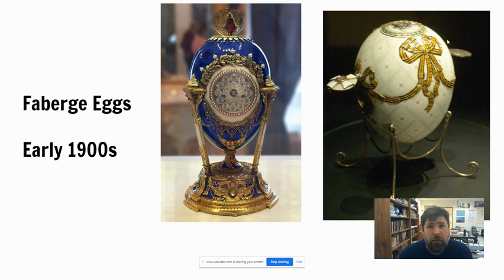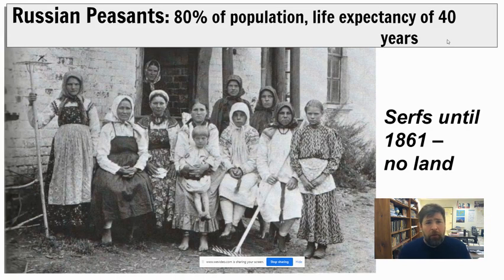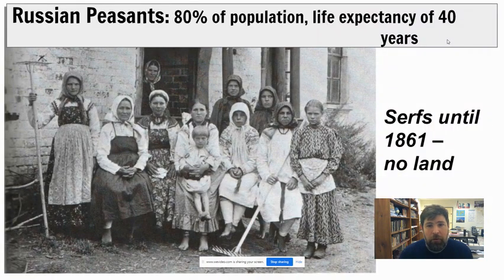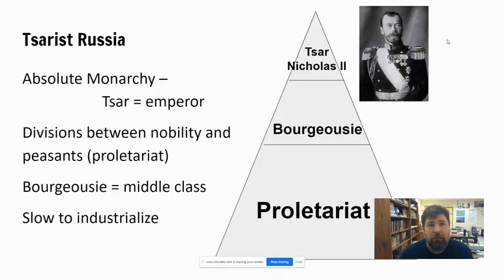So these are incredibly expensive, luxurious items. Today, I think you can see one in the Virginia Museum in Richmond. Meanwhile, the Russian peasants, who made up 80% of the population, had a life expectancy of about 40 years. Until 1861, most Russian peasants were serfs, which means that they did not own land. They came with the land and had to work for the nobles who controlled it. So you can see Fabergé eggs for the rich people, and poor people with no land who die before the age of 40 a lot of the time. There's a lot of class division and class inequality here.